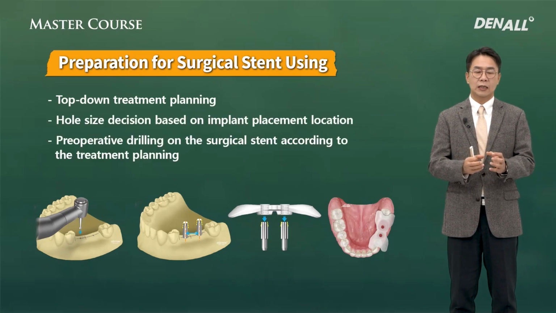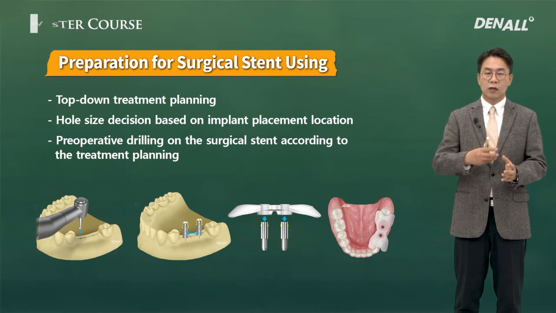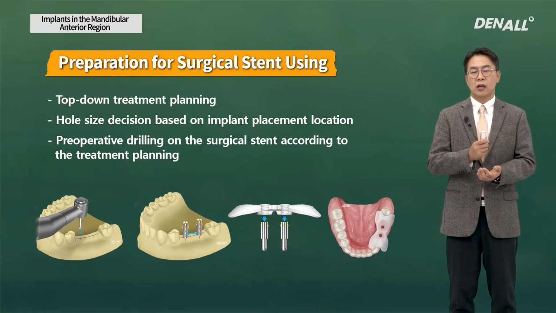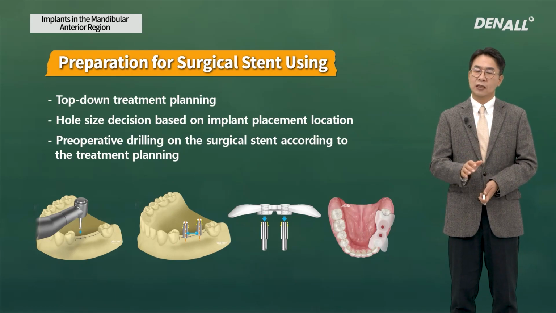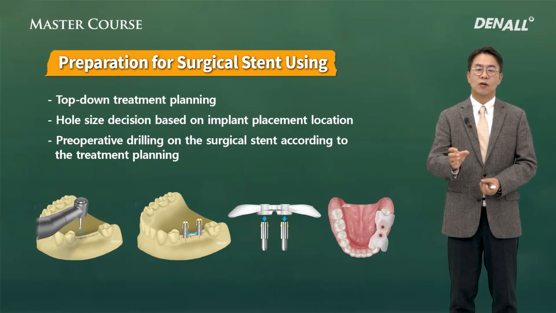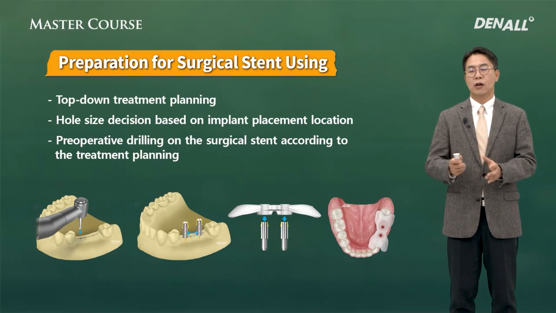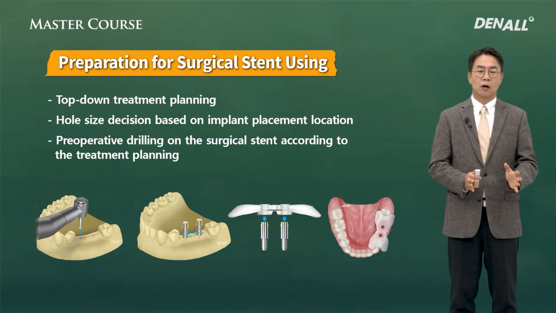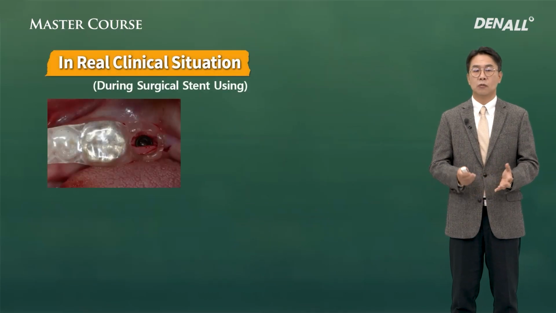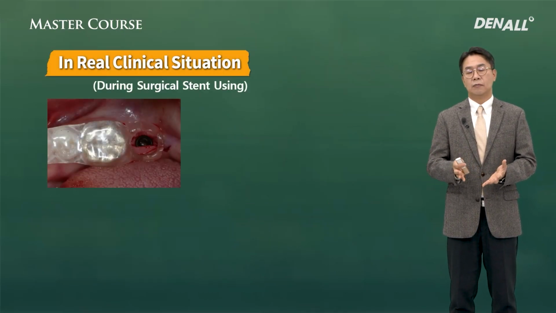The hole size can be decided based on the implant placement location, and the hole size can be enlarged or reduced depending on the preference of a surgeon. But this is not applied up to the last drill. In most cases, it is used to control the position of the implants, to control the distance between them. A clinician may apply the margin a little bit wider. This is not a mandibular anterior region.